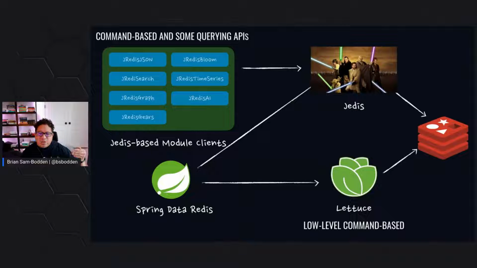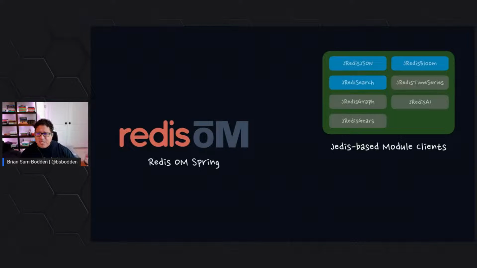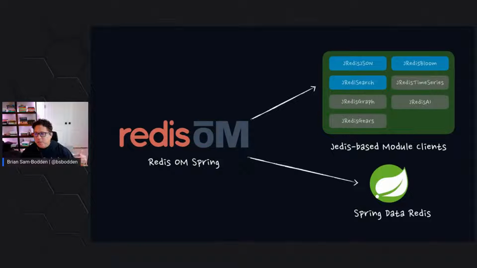So I needed to find a way to bring the goodness of the modules into Spring Data Redis. And the way that I went about doing that is to extend Spring Data Redis into a new library called Redis OM Spring, that provides high-level features to interact with the Redis modules.